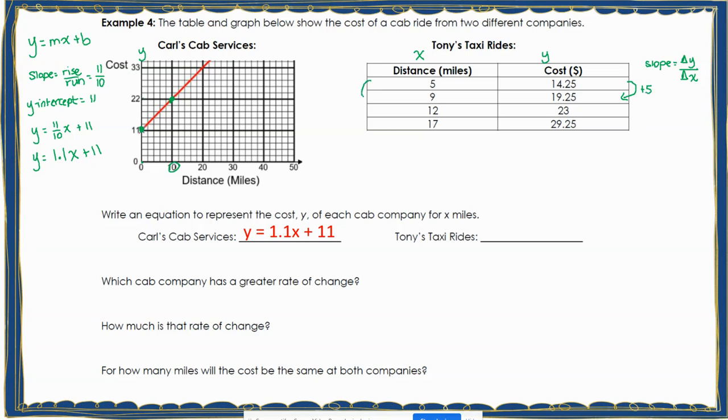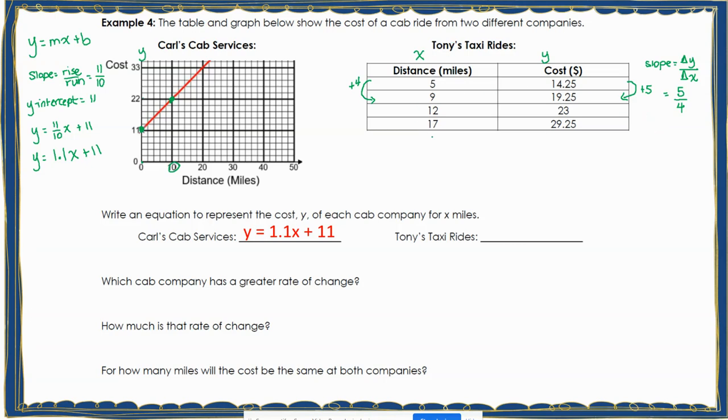Our x values go from 5 to 9. So that's an increase of 4. So as slope, this would be change in y is positive 5 and change in x is positive 4. So we would have 5/4 as our slope. Now we've got to figure out the y-intercept.